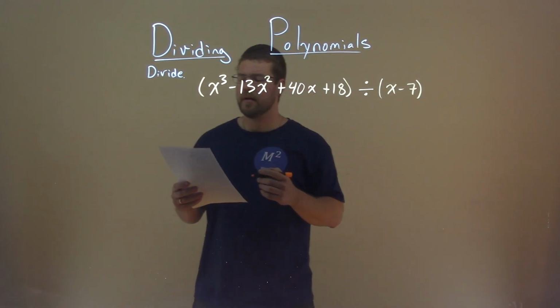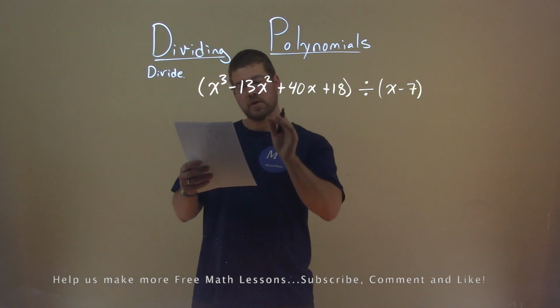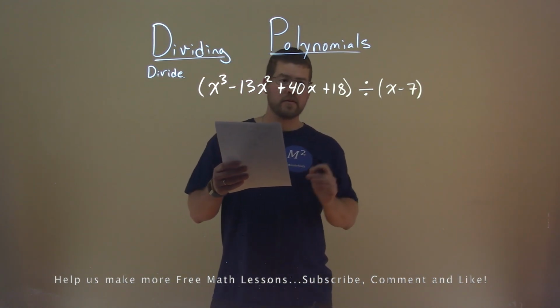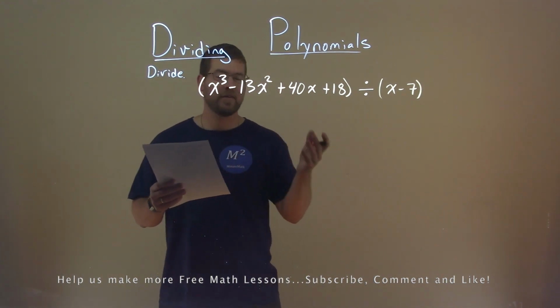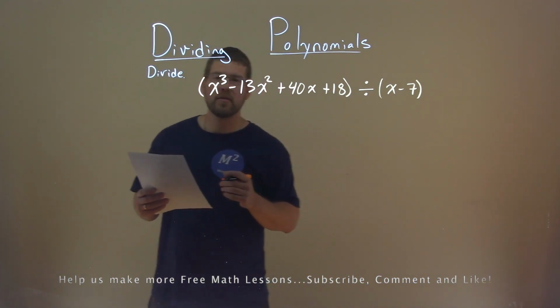We're given this problem right here. X to the third minus 13x squared plus 40x plus 18 divided by x minus 7. And we need to divide this. Well, let's go with synthetic division here.